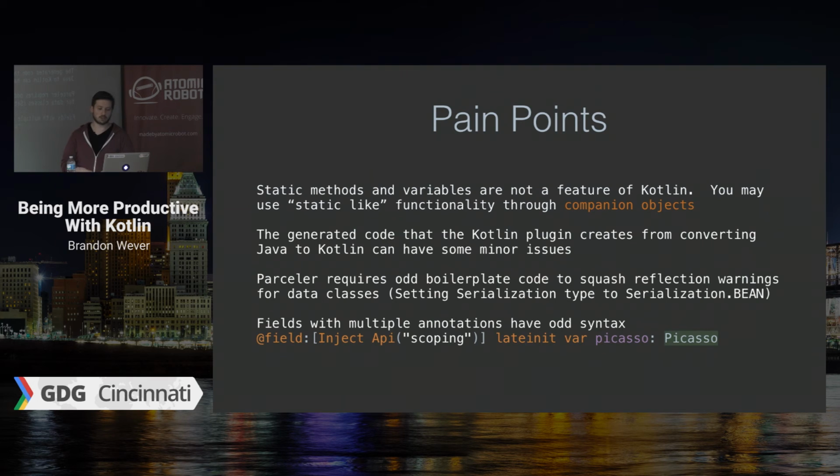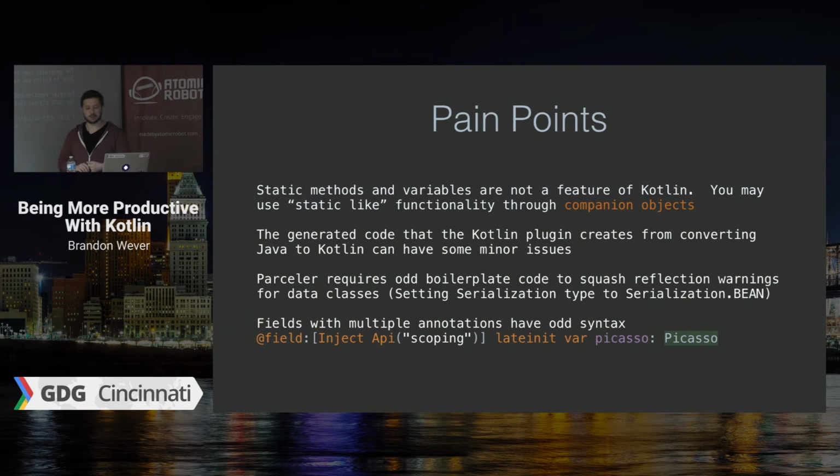So Parceler, you have to set a serialization type to use it with data classes. I had to find this out the hard way because I got hundreds of warnings about my data classes not needing reflection to parcel them. So I was like, oh, that's not good. You have to change the parcel serialization type to type bean. And you also have to provide default values, whether that be null or whatever you figure is a good default value.